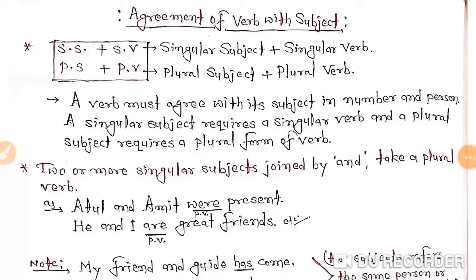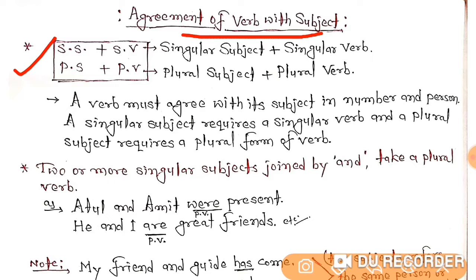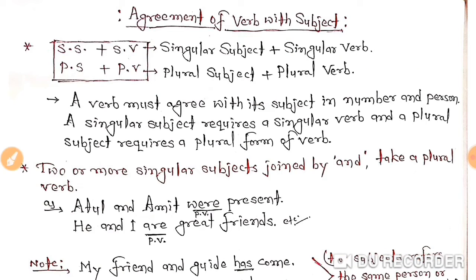Yeah, so students, now let's understand agreement of verb with subject, and its uses, that I have just prepared for you, right? So, as I have already taught you on the board that SS plus SV, PS plus PV, this means singular subject plus singular verb you have to go with, and plural subject plus plural verb you have to go with, right? Okay, now something more here I have done, that is what?